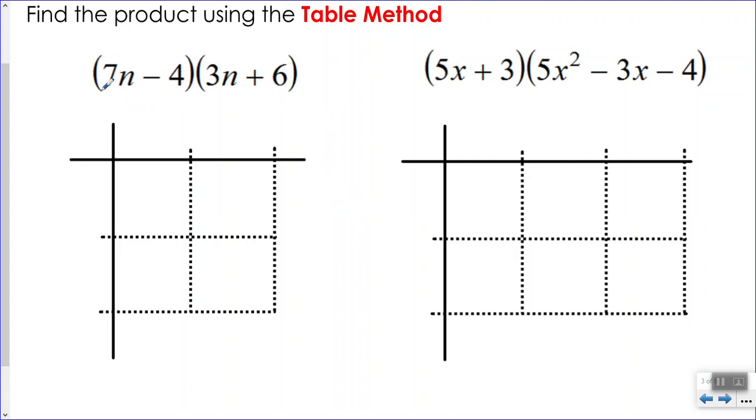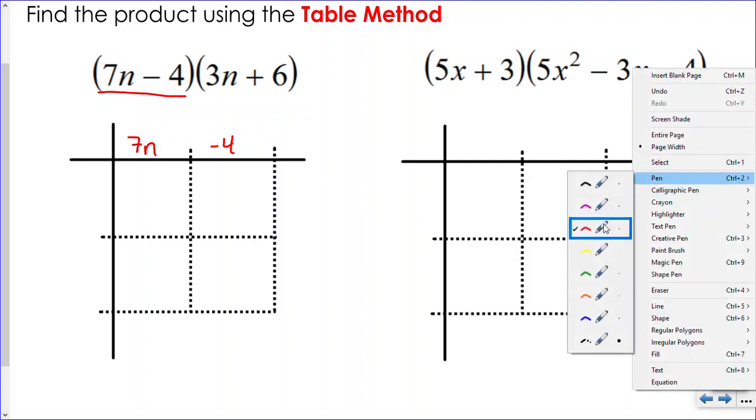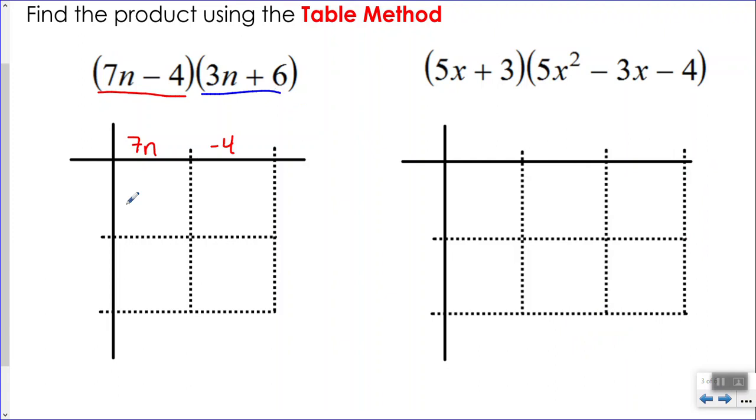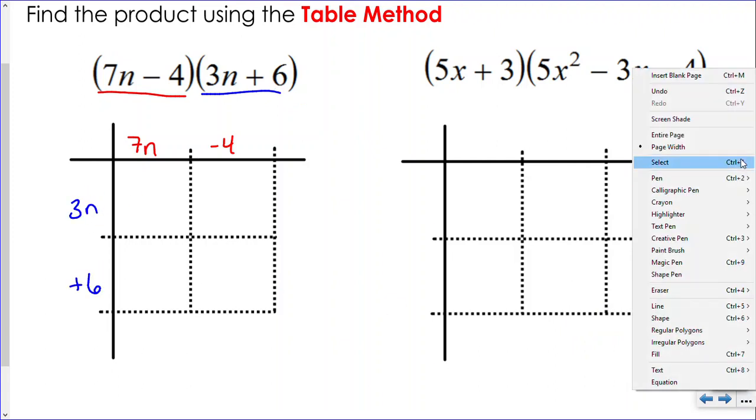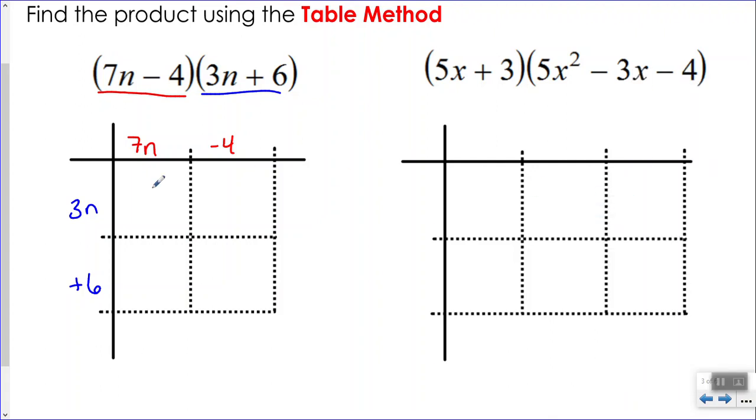We're going to take each binomial and use it as the dimension or the headings for one side of our table. So if we use 7n minus 4 for the top, we split it by terms, and each term gets its own section. Then along the side, we'll put the other polynomial. So we have 3n for the first term and positive 6 for the second term. Now we fill this in like a multiplication table, or if we think about it as areas. Our side length here is 3n times 7n will give us an area of 21n squared.